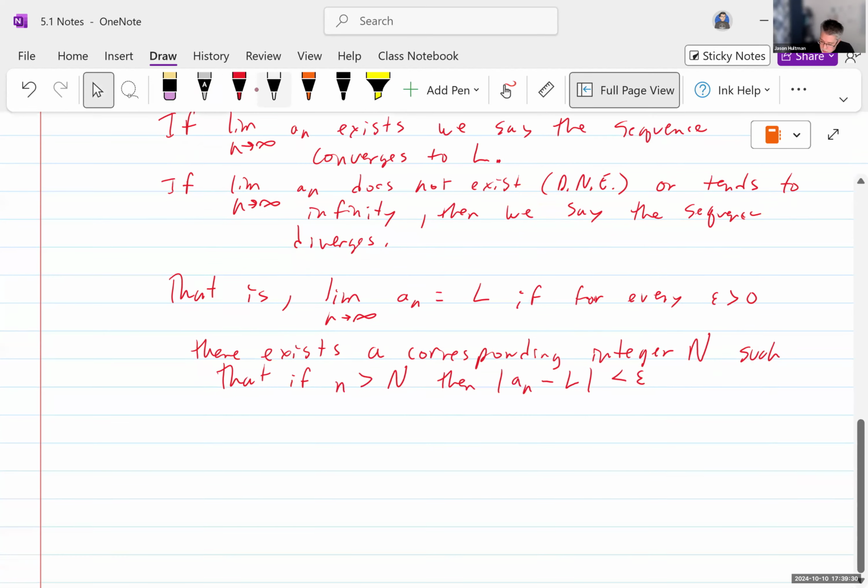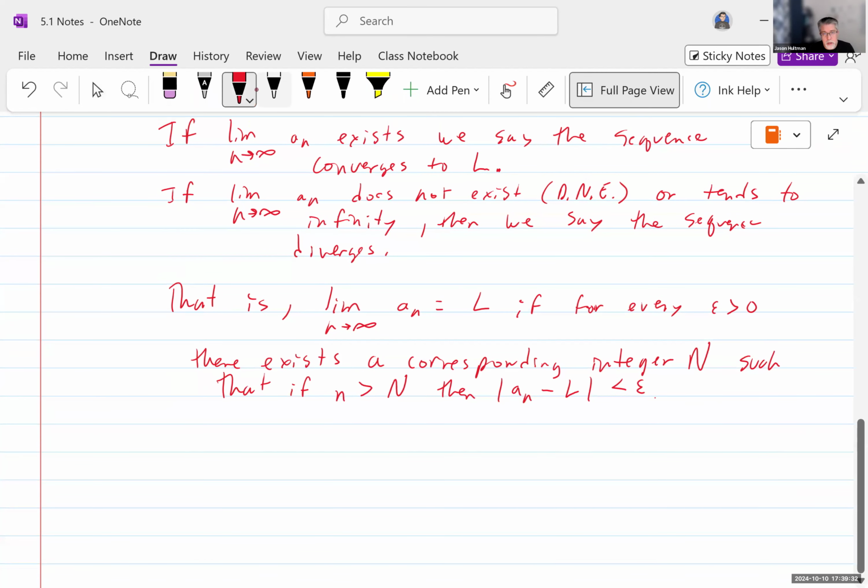And basically all this is saying is that as I keep going along this pattern of terms, the terms are getting closer and closer to a certain value L. And if I take one more term, it's going to get me one step closer to L. And eventually it's going to get so close that it will just basically equal L.